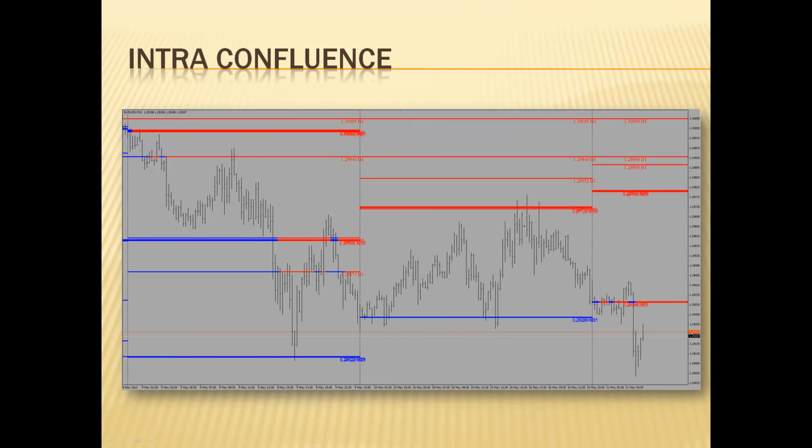Let us cover intra-confluence now. This term means confluences among different time frames. This chart illustrates what I am referring to. On this chart, I have enabled the multi-time frame feature in Price Master Pro. You will notice that now there are more levels on the chart. And these levels encapsulate a lot more of the price action that is happening.